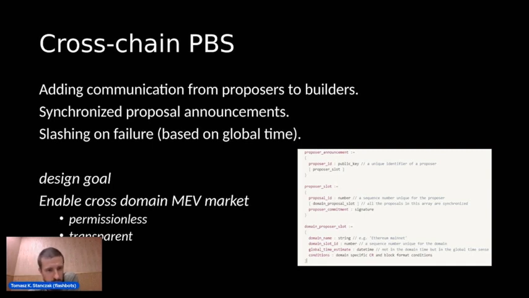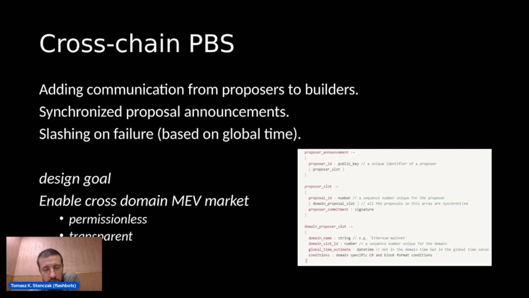So we have those synchronized proposal announcements, and they should ideally be delivered, announced and included on the global time chain. And why on the global time chain? Because you need to potentially be able to slash the proposer on failure of delivery, failure on the promise, right? So you're failing to deliver the promise.